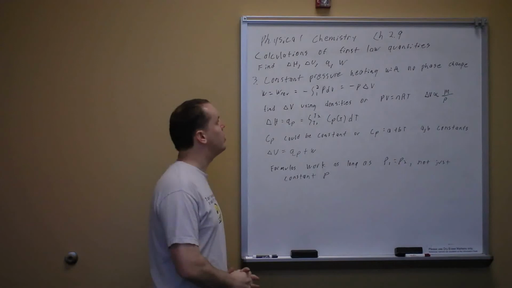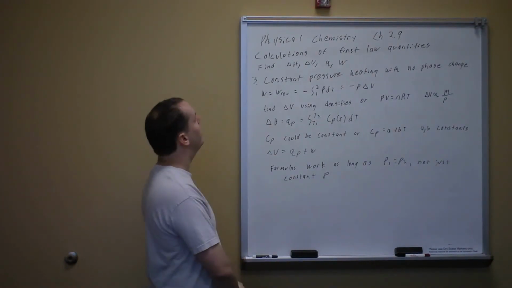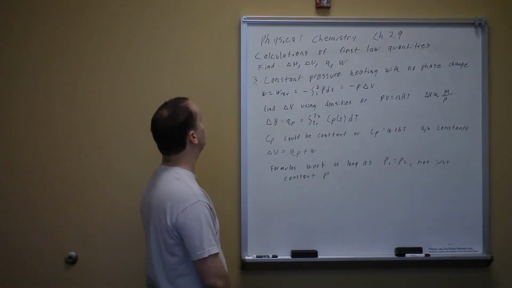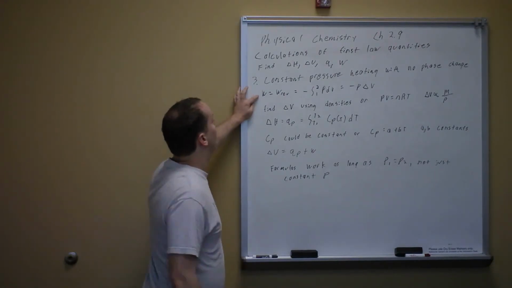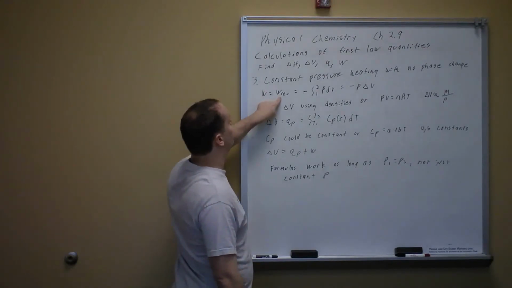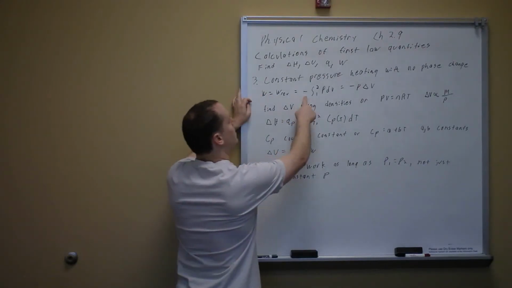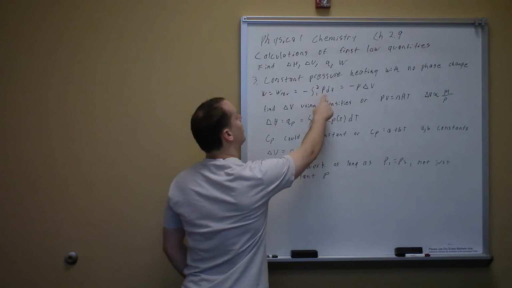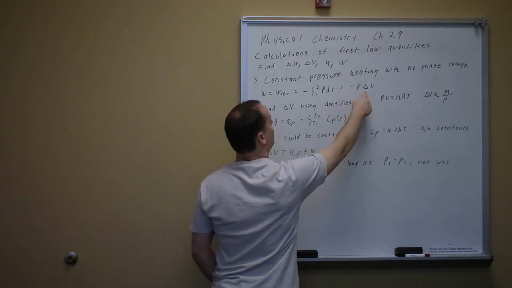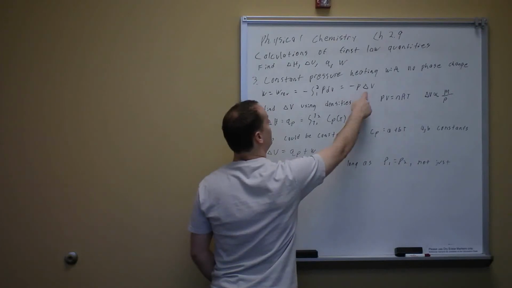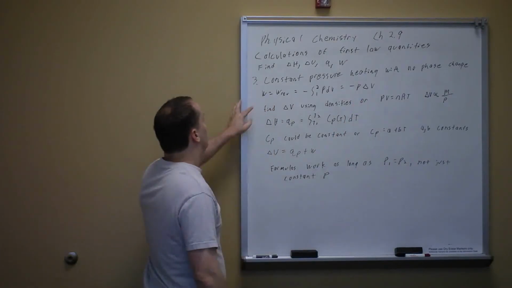Continuing on physical chemistry, chapter 2.9, we're calculating first law quantities for different types of processes. Now we're going to talk about a constant pressure heating with no phase change. Now we know that work, we're always talking about reversible work, is equal to minus the integral from state 1 to state 2 of p dv. At constant pressure, you just pull the p out, and the integral of dv just becomes delta v.